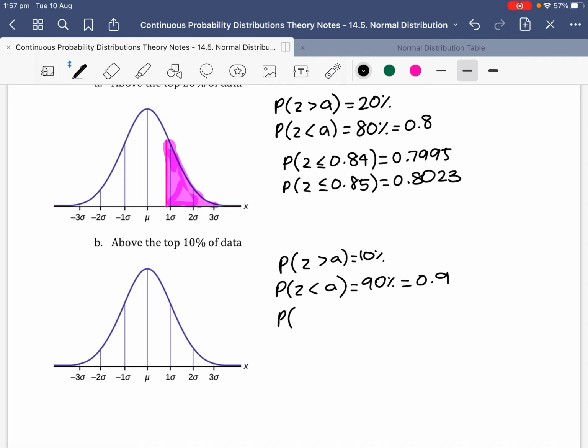So the probability of Z is less than or equal to 1.28 equals 0.8997. So our line is going to go at 1.28. So that is roughly here, and then we're going to shade this part of our graph in. We must also write that this is the point 1.28, and back up here this was the point 0.84.